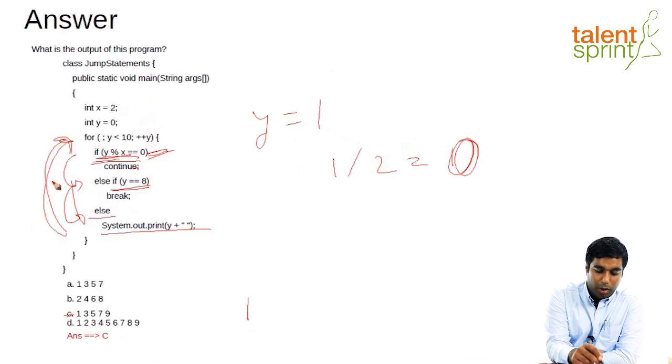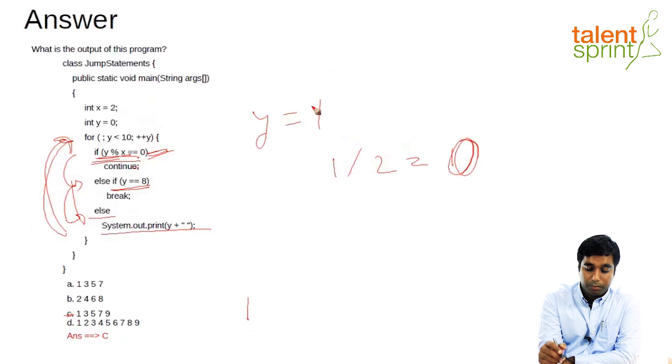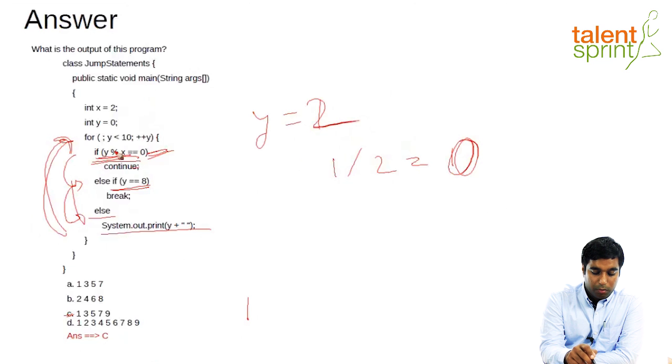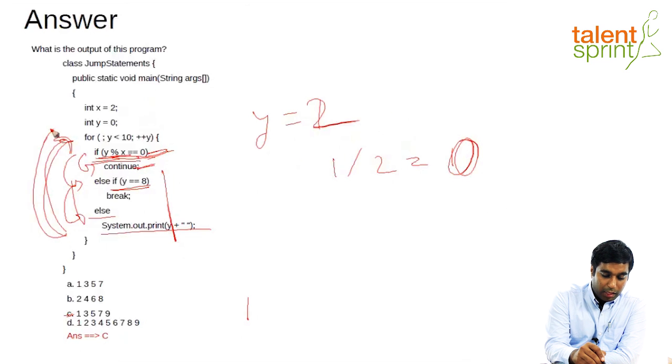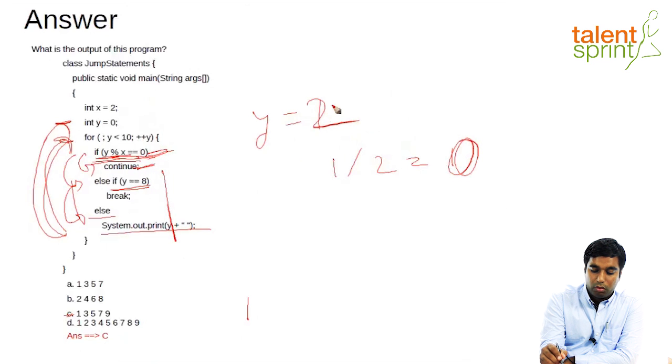Now again the loop will go up, and the value of y will become 2. Now 2 modulus 2 is equal to 0, so this condition is true. It will go inside the if and say continue, so it is going to skip everything and go back. Now y is going to become 3, right? So let me just write this again.